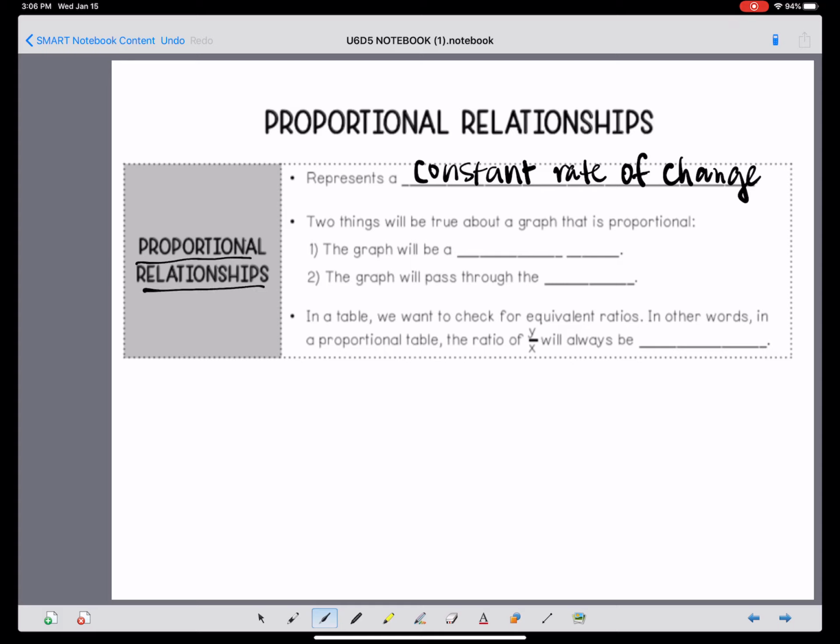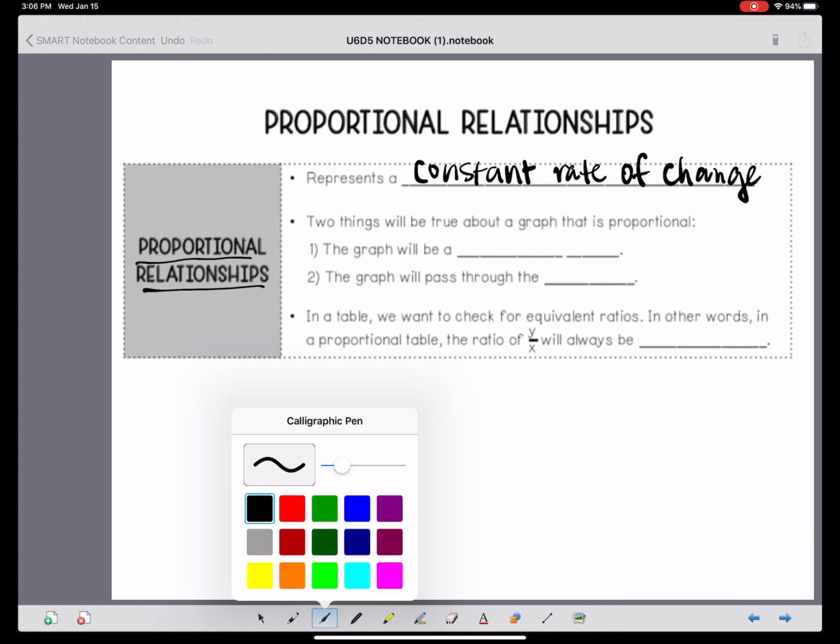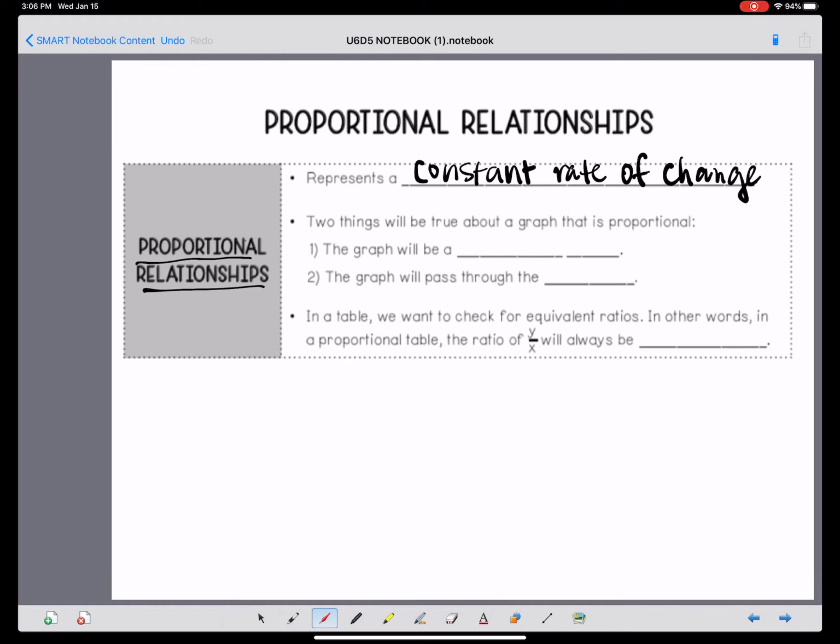There are two things that will be true about a graph that's proportional. The first thing is that the graph will be a linear graph, or it will be in a straight line. It will have no curves to it. And the second thing is that the graph will pass through the origin, 0, 0.